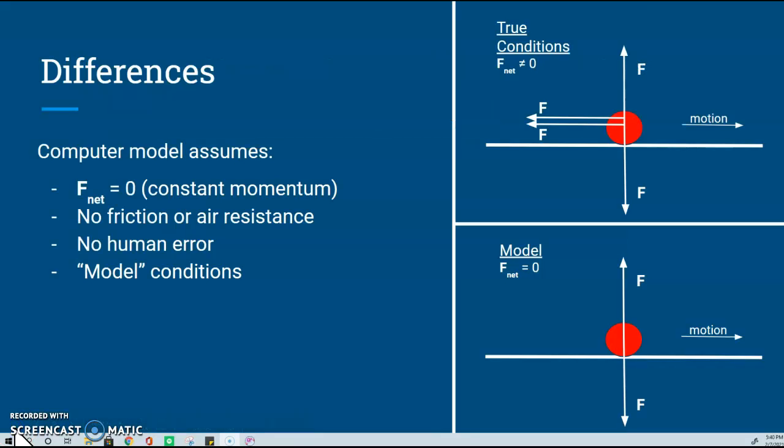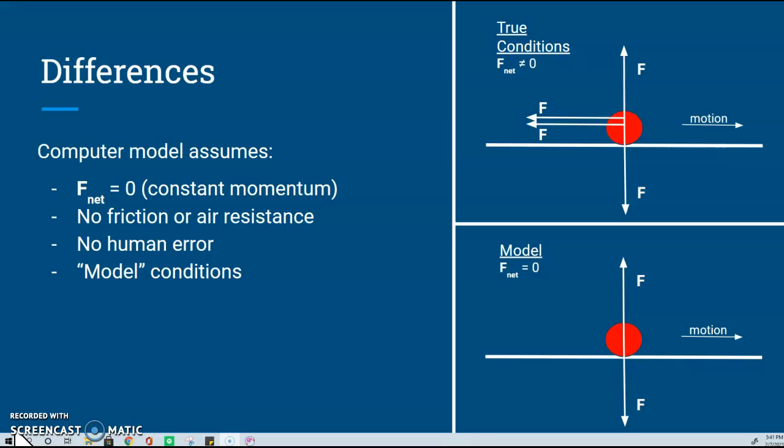I have explained these differences here. As I discussed earlier, the computer model assumes that the net force on the ball is 0, meaning there will be constant momentum. This is due to the fact that the computer model does not account for friction or air resistance in this time interval. It also does not have any human error, such as allowing the ball to travel slightly in the z direction. Overall, this is a truly ideal model of the situation.